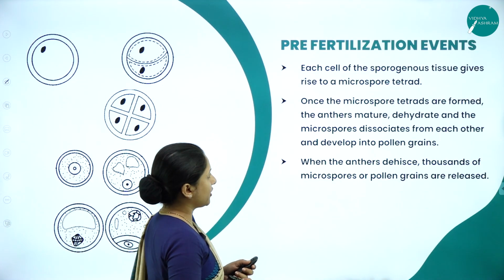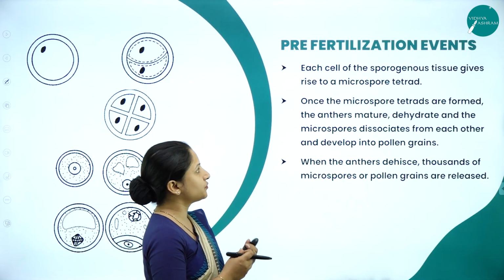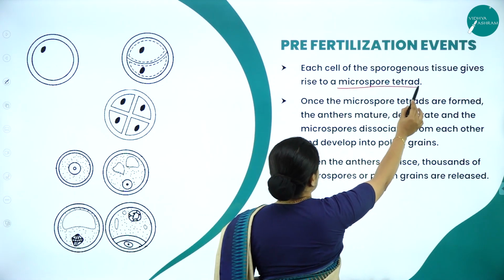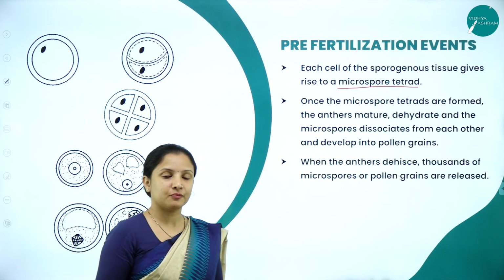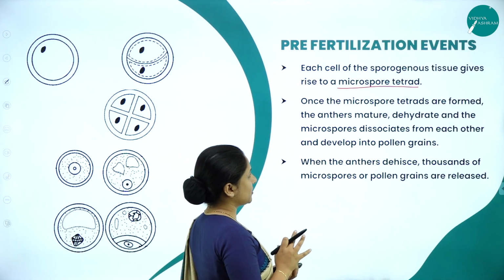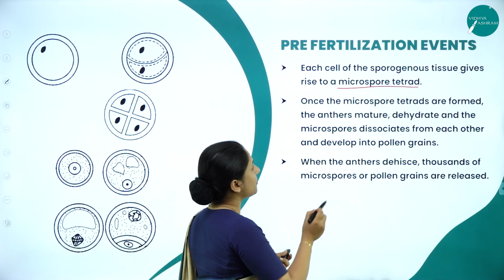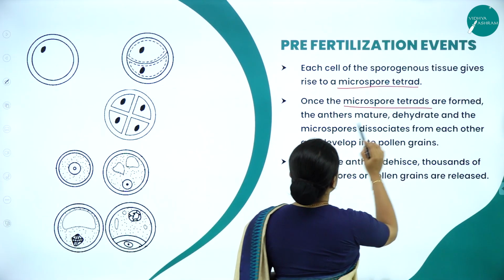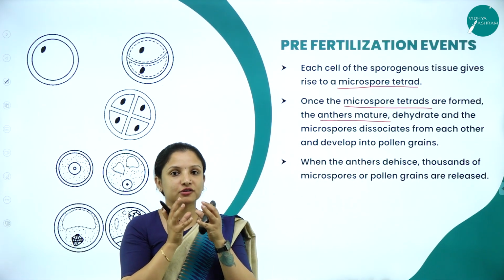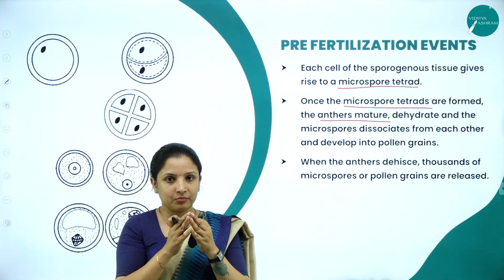After the formation of microspore tetrad, what will happen? We will look into. Now, each cell of the sporogenous tissue that is there, it will form what? Microspore tetrad. So where is the sporogenous tissue present? Inside the microsporangia, right? So among lots of microspore tetrads that are formed, once the microspore tetrads are formed, the anther will mature. So as and when the formation of the microspore tetrad is occurring, the anther will not be able to hold it because of the pressure.